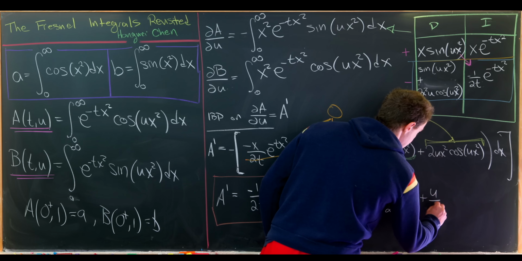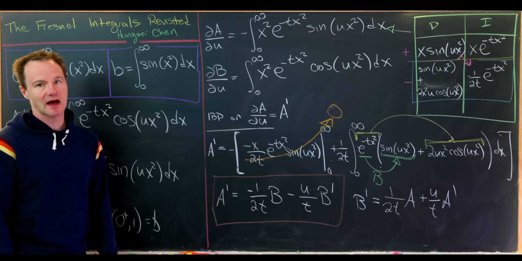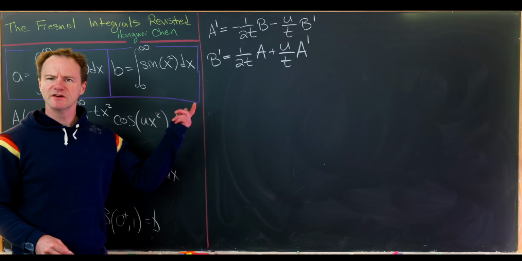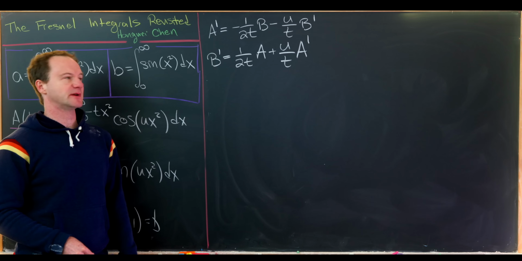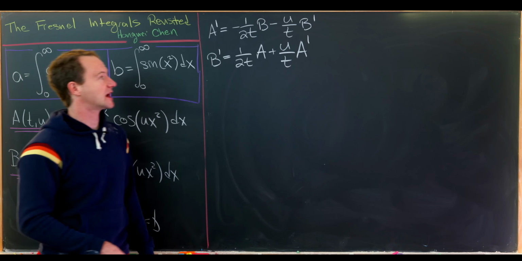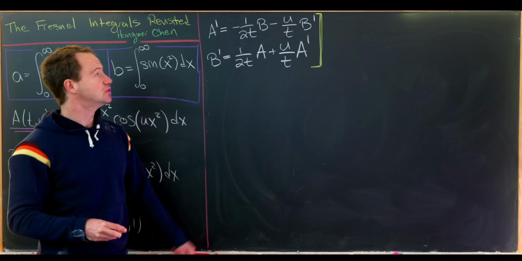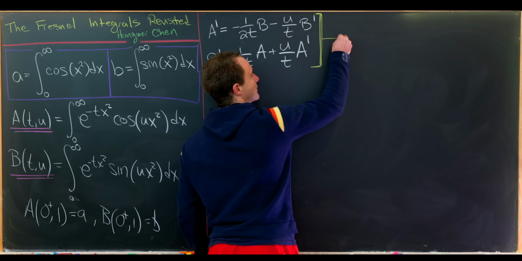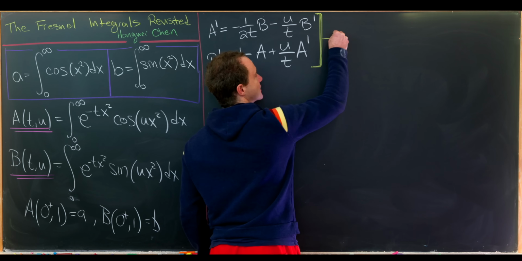So we've got this nice system of differential equations for capital A and capital B. So here's this nice system of differential equations that we had on the last board. Now I'm going to start by clearing denominators here. So I'll multiply the whole thing by, let's see, maybe 2 times t to clear denominators. So let's say this yellow arrow means I'm going to multiply everything there by 2 times t.